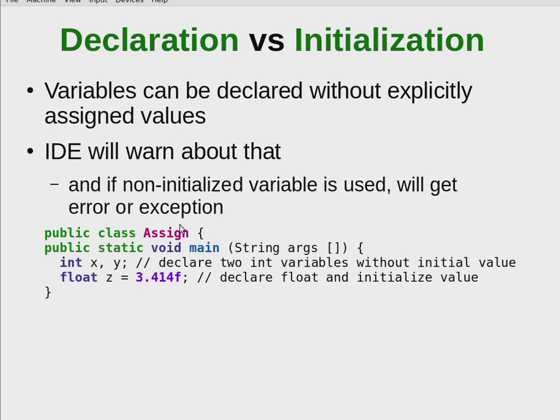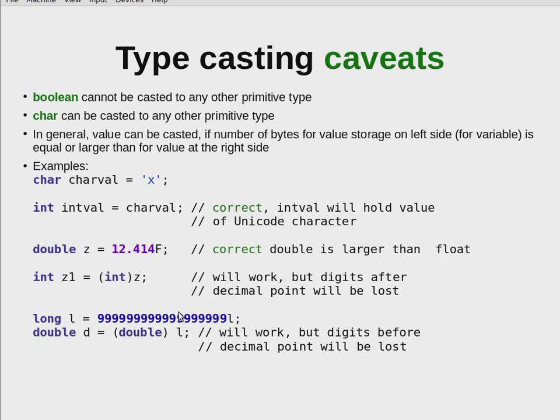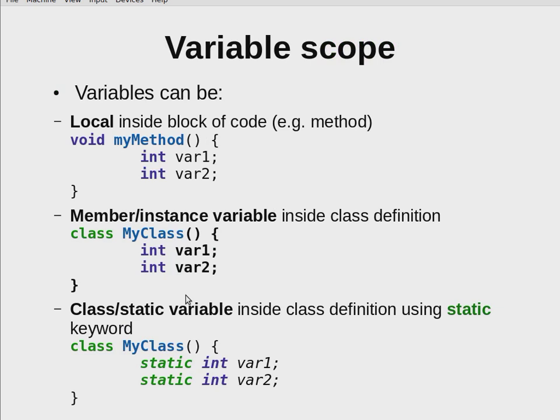So I hope I told you about declaration and initialization. Java is a strongly typed language, and therefore you need to cast values if you need to assign different types. We will look at this in detail in a practical exercise.